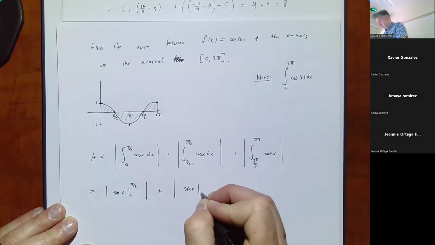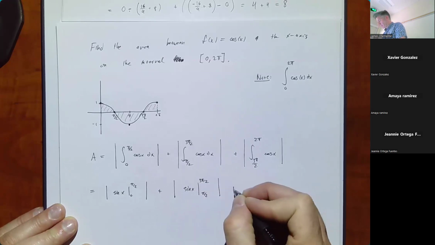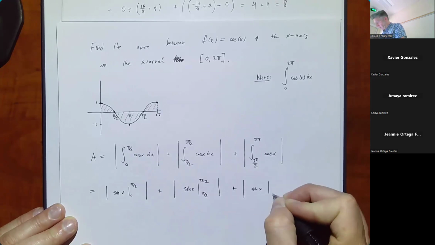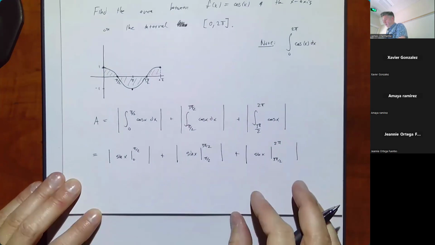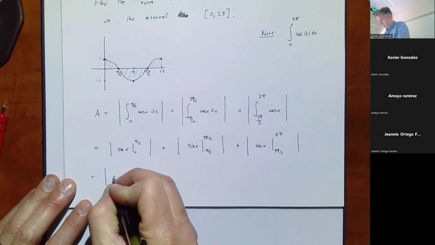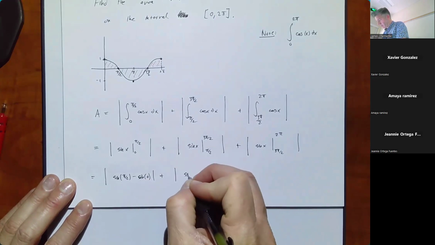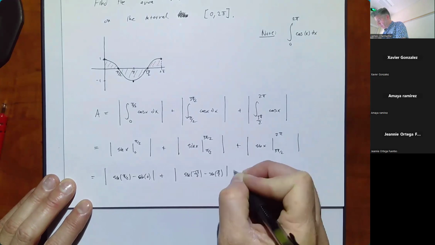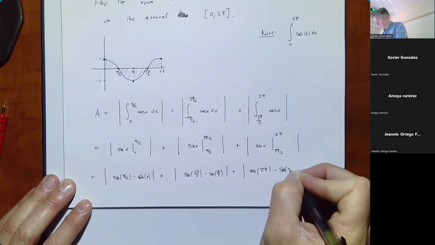plus the absolute value of sine of x evaluated from pi over 2 to 3 pi over 2, plus, this looks kind of gross, the absolute value of sine of x evaluated from 3 pi over 2 to 2 pi. Okay, we'll write it out the long way. So that's going to be the absolute value of sine of pi over 2 minus sine of 0, plus the absolute value of sine of 3 pi over 2 minus sine of pi over 2, plus the absolute value of sine of 2 pi minus sine of 3 pi over 2.